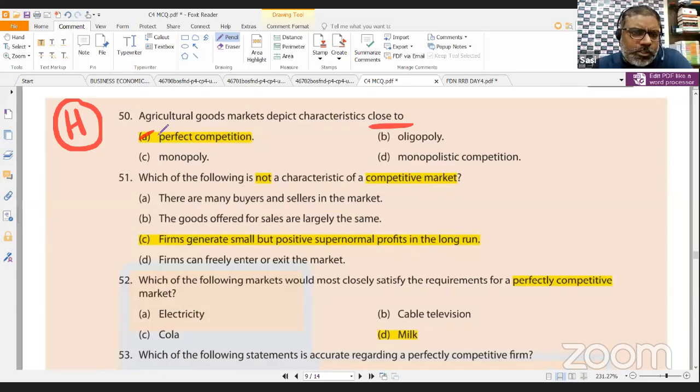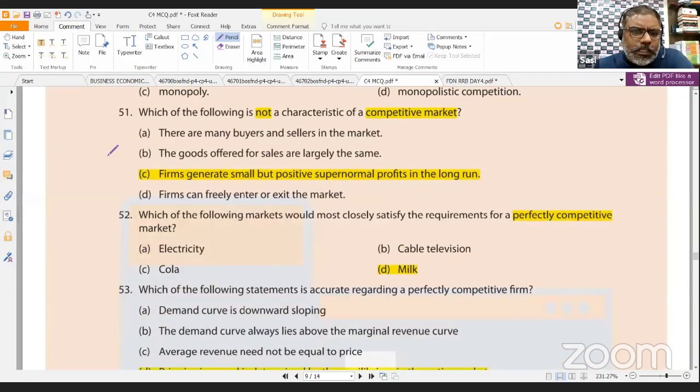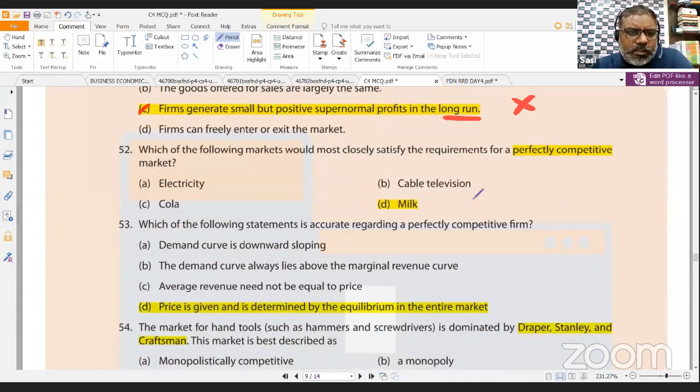A is the correct answer for question number 50. Then question number 51. Which of the following is not a characteristic of a competitive market? Firms generate small but positive supernormal profit in the long run. No way. In the long run, supernormal profits are not possible in the competitive market. Only normal profits are possible. So C is not a characteristic of competitive markets for question number 51.